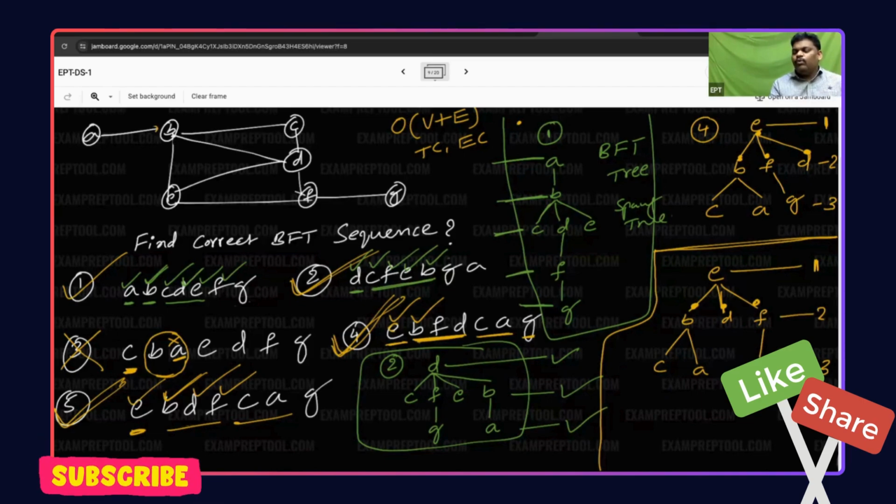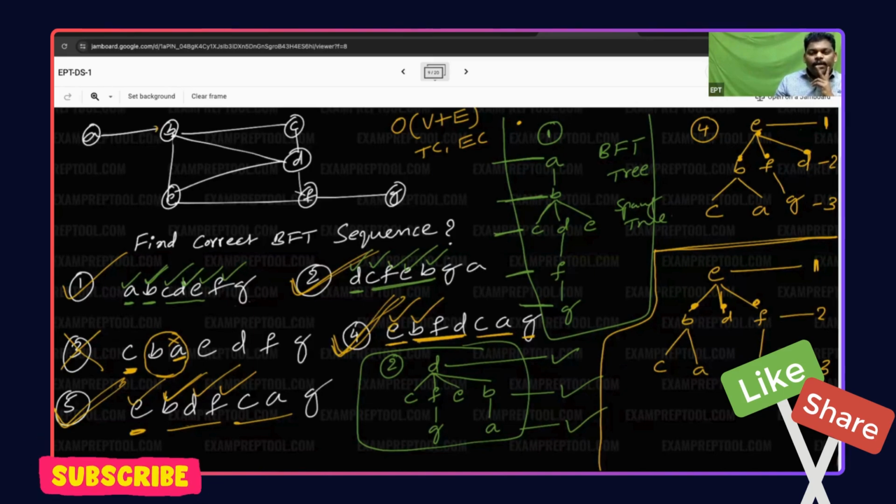Now it's the correct time to ask you. Please help me. He may ask you in the GATE examination, or he may ask you in the interview process also. They will ask you: BFT tree, DFT tree, if you draw, which tree has mostly more height?